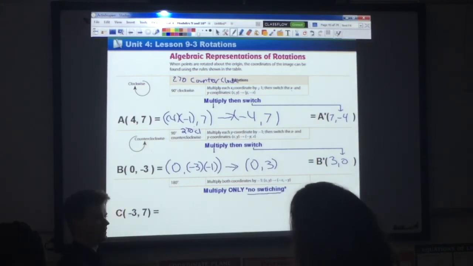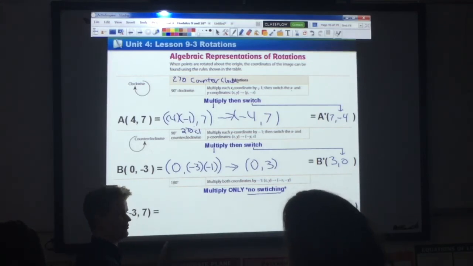So here I have -3, 7. So Ryan, what's that going to look like when I do the multiplication, bud? Well, what coordinates am I multiplying?